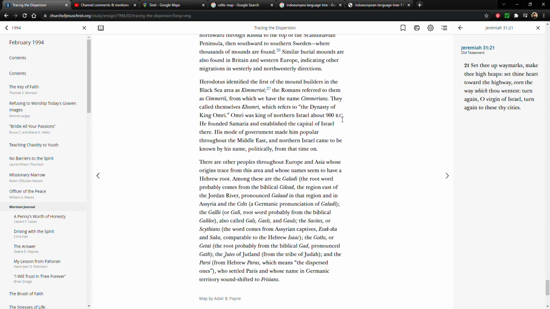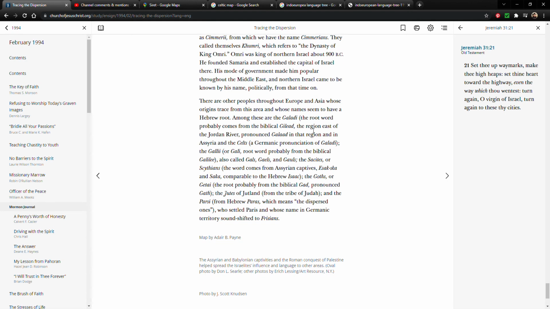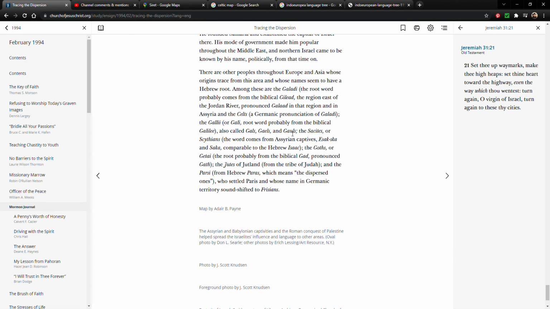Interesting, from 900 BC, so just a couple of hundred years before the Assyrian conquest. Okay, and now there's a couple interesting things here that I noticed as I did a quick little scan of this article, but I didn't read the whole thing. So check this out. There are other peoples throughout Europe and Asia whose origins trace from this area and whose names seem to have a Hebrew root.